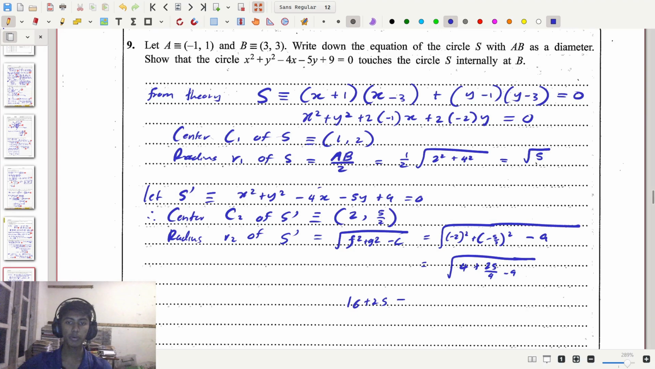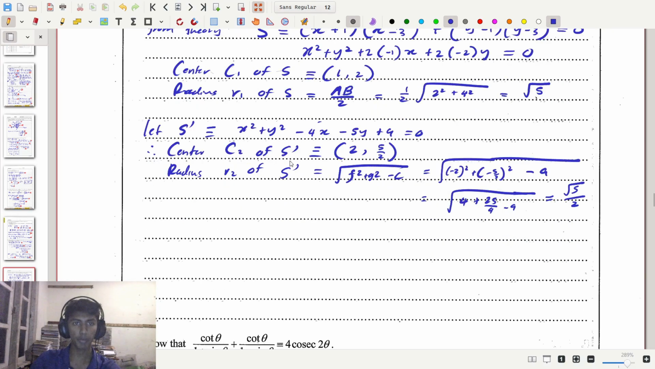plus 25 minus 36. If we subtract these, 36 cancels with 16, leaving us with minus 20. 25 minus 20 is just 5. So on the inside we have 5 divided by 4. When you take the square root, our value is equal to root 5 over 2. So therefore the radius R2 of S dash is equal to root 5 over 2.